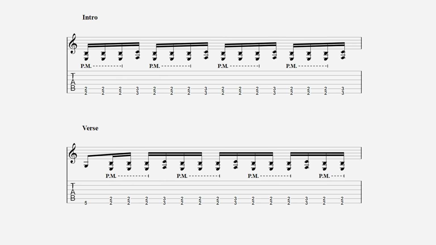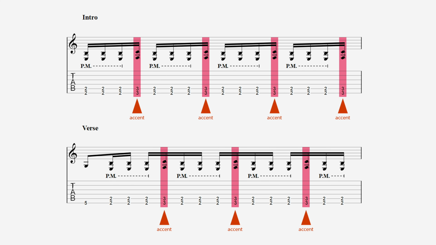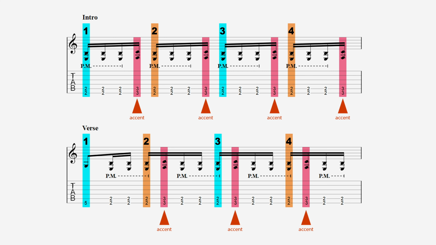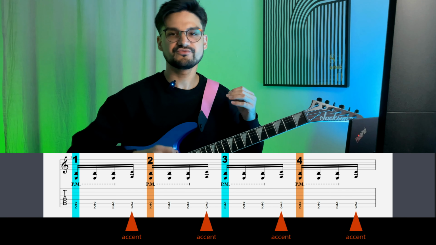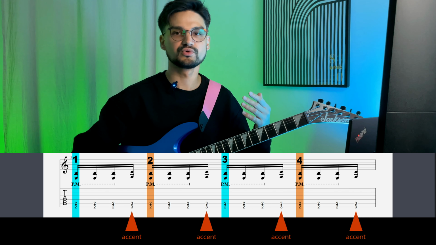Take a look at the intro and the verse riffs. These are great examples of syncopation. In both cases, the accents fall on the off beats. Even if you play it just with a metronome, the groove will be very strong.